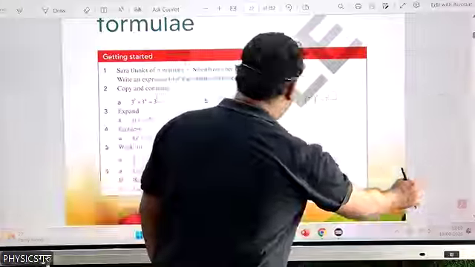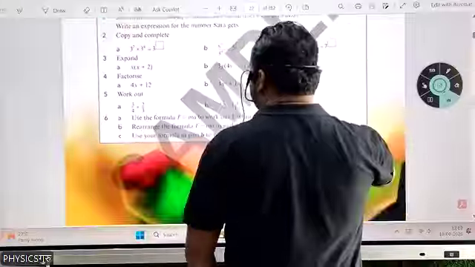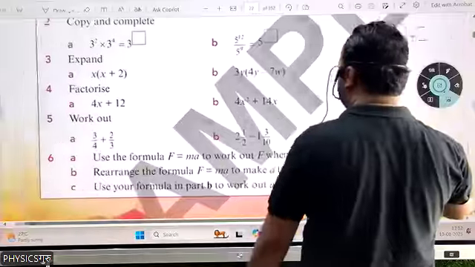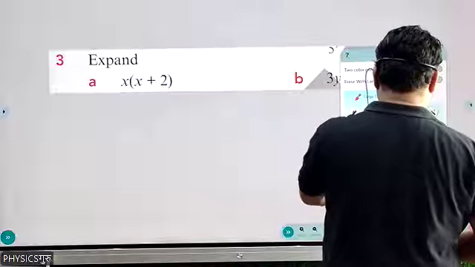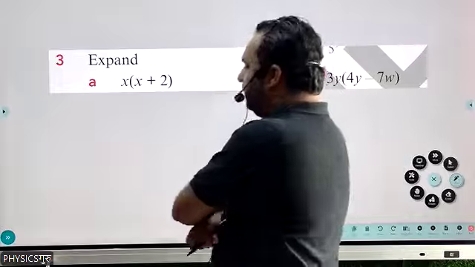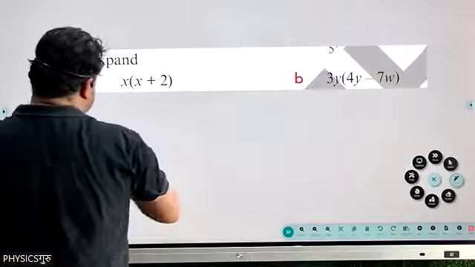Next question. Question number 3 says that expand. First question is x plus 2. I repeat, x plus 2. In case of expansion, basically expansion means opening the bracket and simplify.